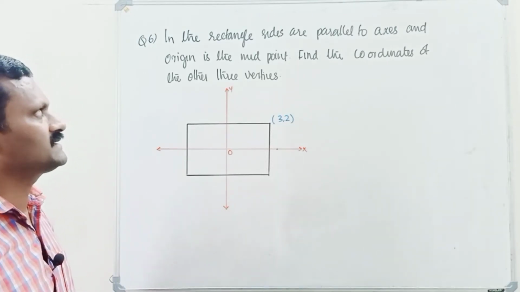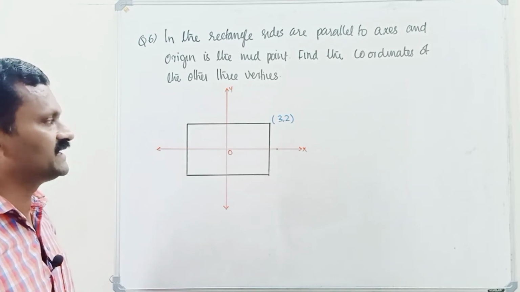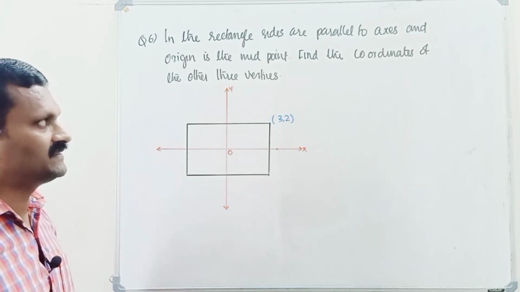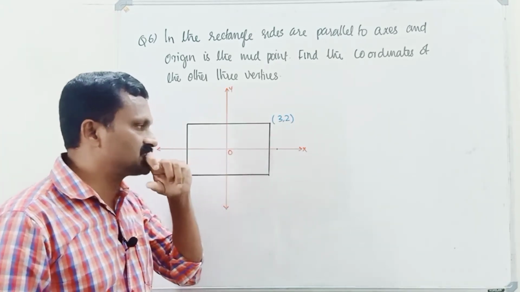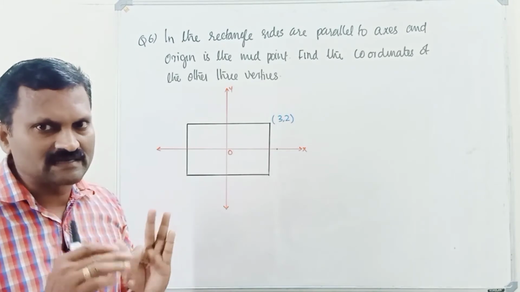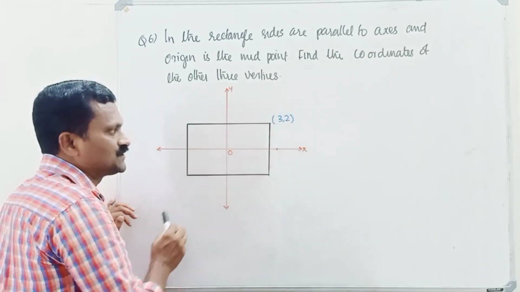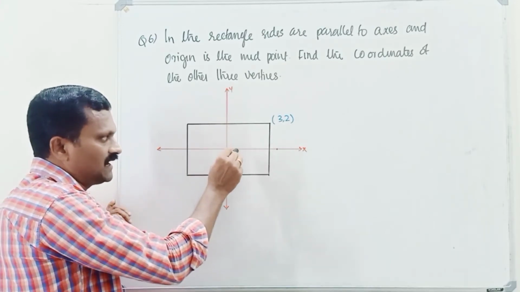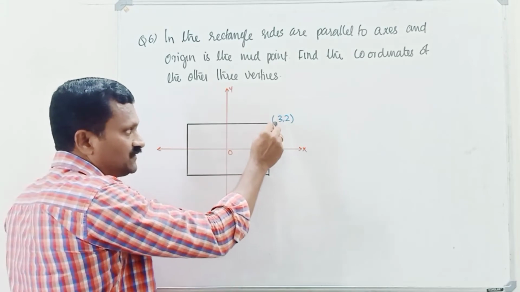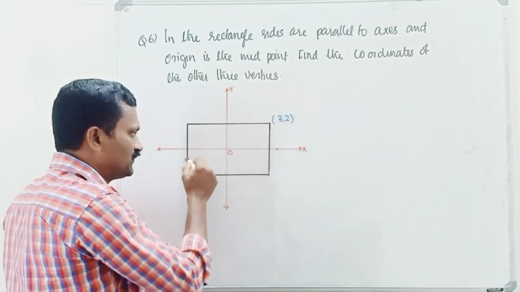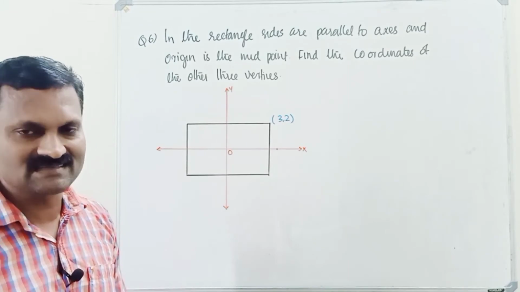In the rectangle, sides are parallel to axis and origin is the midpoint. Find the coordinates of the other 3 vertices. One of the vertex is given. What is the speciality of the rectangle? Sides are parallel to axis. One side is parallel to x-axis and other side is parallel to y-axis. And one of the vertices is given, 3, 2. We have to find other 3 vertices. Can you find it? Yes, let's see the answer.